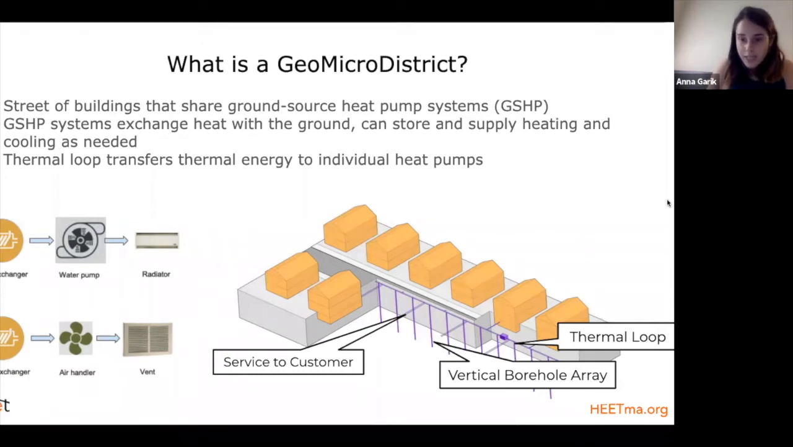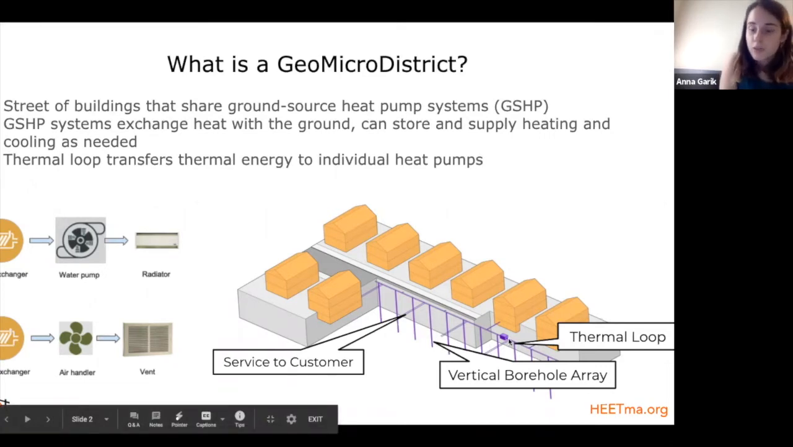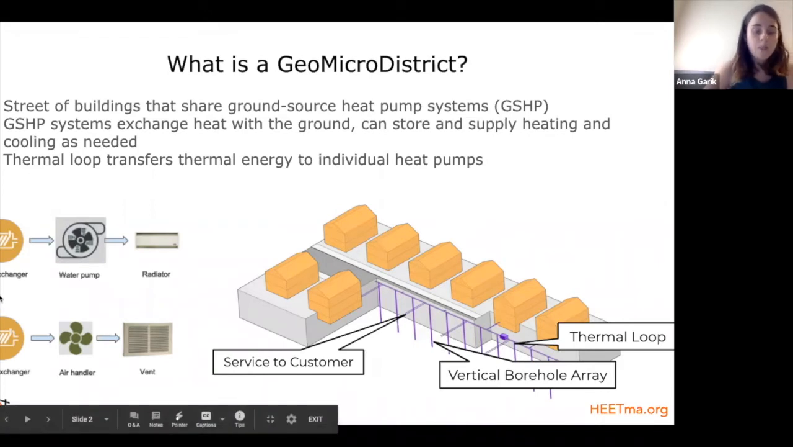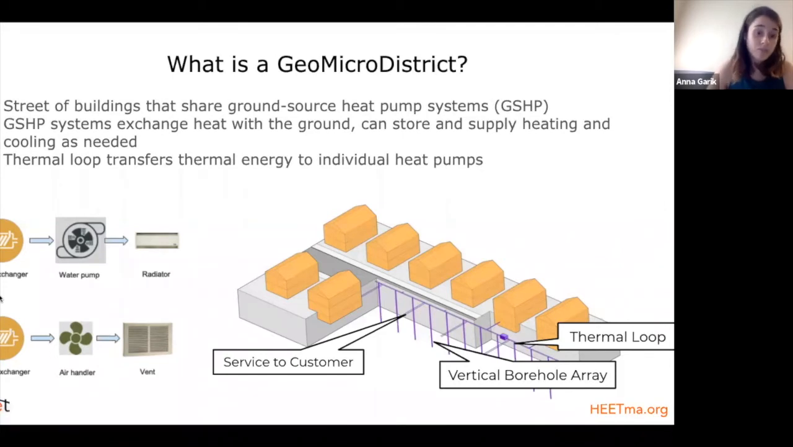How it works is a thermal loop transfers the thermal energy to the individual heat pumps. So here you can see the thermal loop. This is how it gets to the customer. And then these are the boreholes that go into the ground. The thermal loop brings it to the heat pumps, and each building has their own individual heat pump. And then it goes through a heat exchanger, like over here, and then it goes through whatever heat distribution system type was there before.